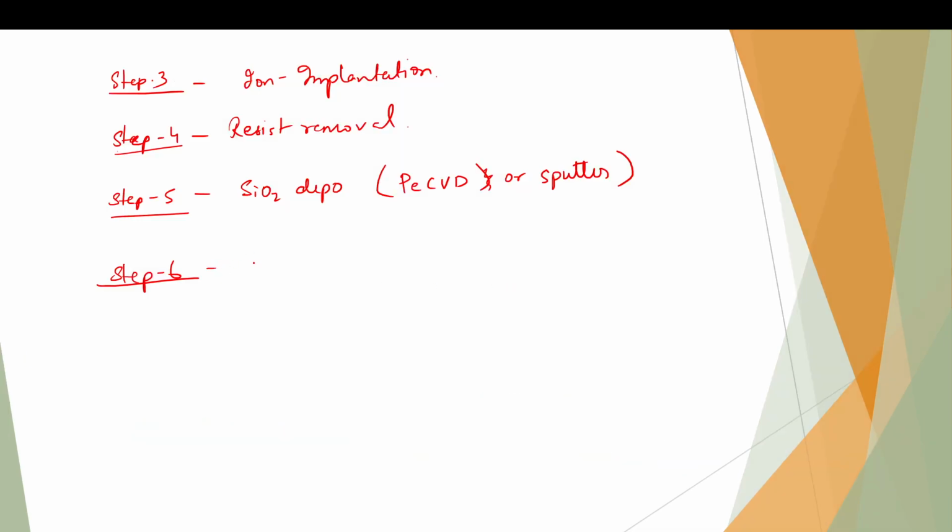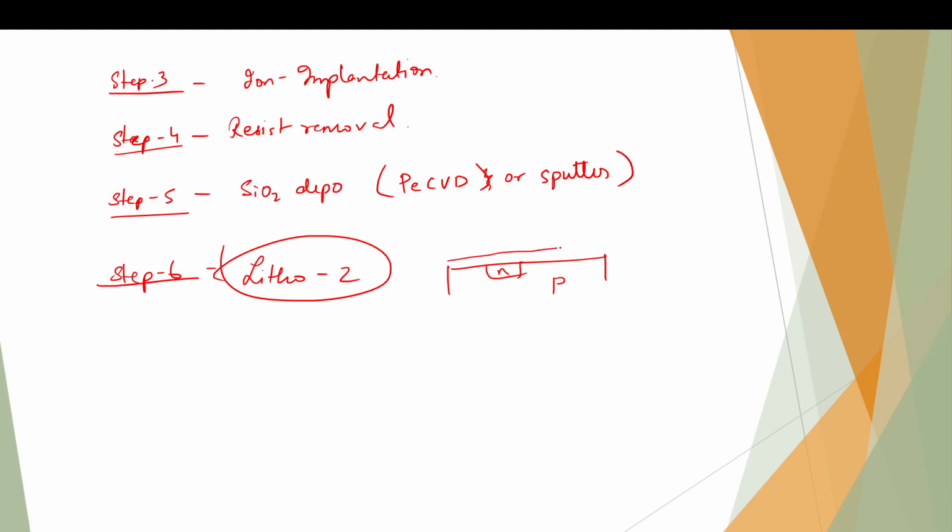For that we have to do another litho step, litho 2. So now my device will look like, there is n type silicon here, there is p type here, and there is SiO2 everywhere. This is just for passivation, making sure that the contacts are isolated, and then I am doing a PR coat here. So this is my photoresist.